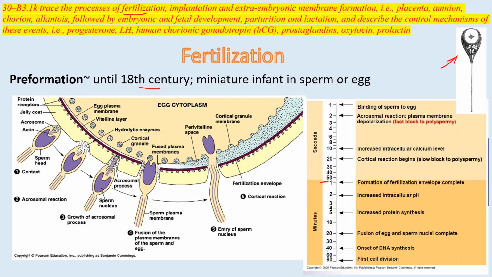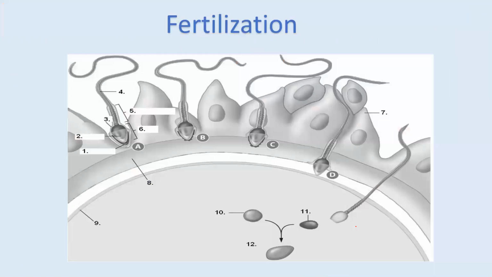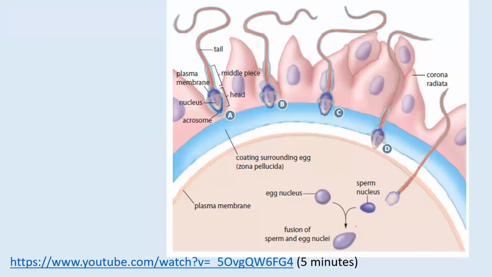And then it takes another 90 minutes or so for the first cell to divide, what we call the zygote. And during that time, the fusion of the egg and sperm nuclei occurs about 20 minutes after fertilization. So we're going to break these processes down. And you could print this off and then fill out the next diagram.